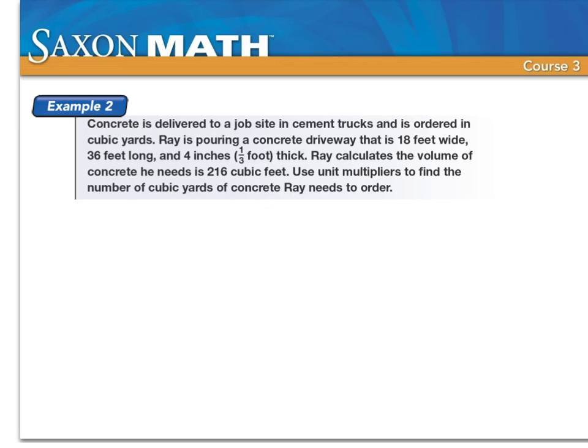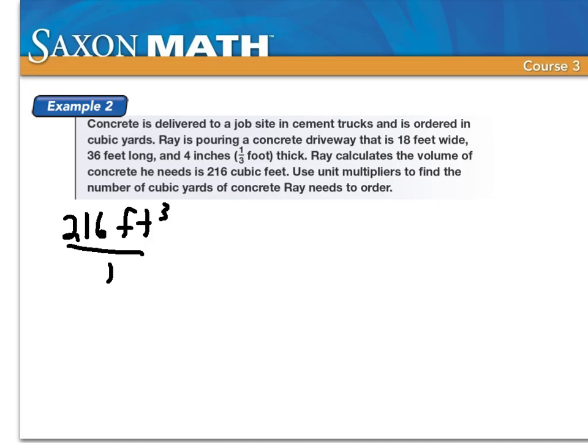Now we have to look through all these numbers they give us and figure out what it is asking us to do. Well, it says he calculated the volume as 216 cubic feet. So what he did is he took 18 feet times 36 feet times 1/3 of a foot and got this number. So this is our number that we're going to use. We're going to take 216 cubic feet, which is feet cubed, and put it over 1. And again, we want to use unit multipliers to find the number of cubic yards.